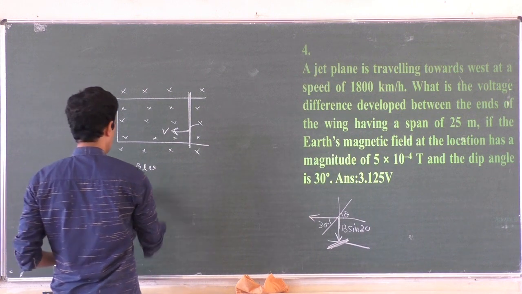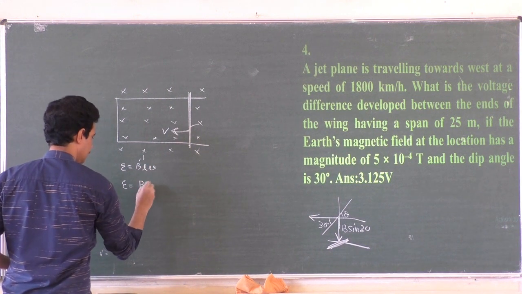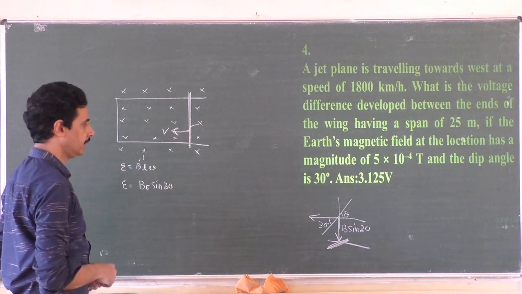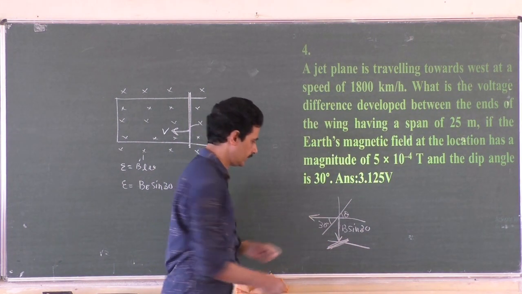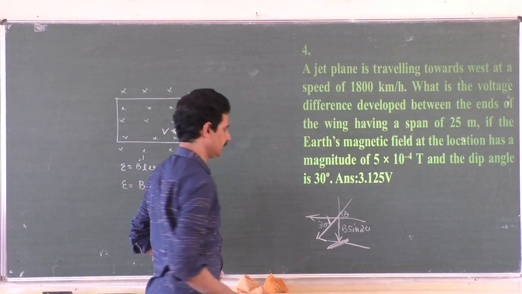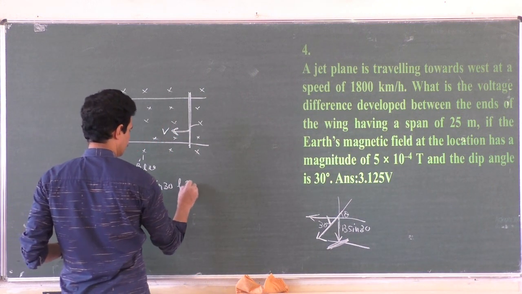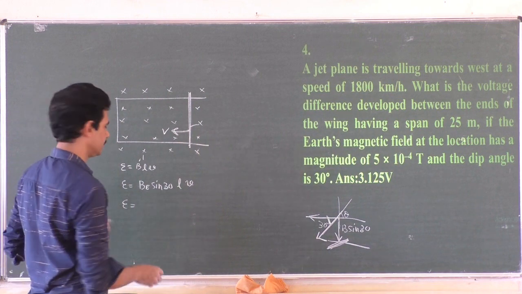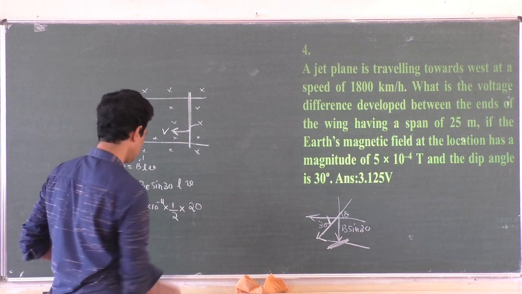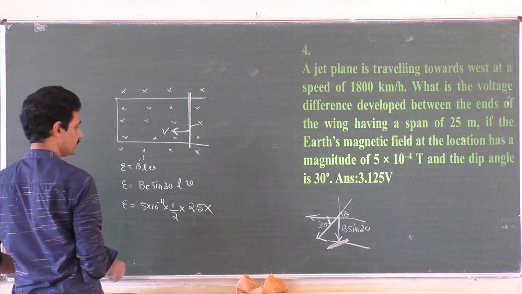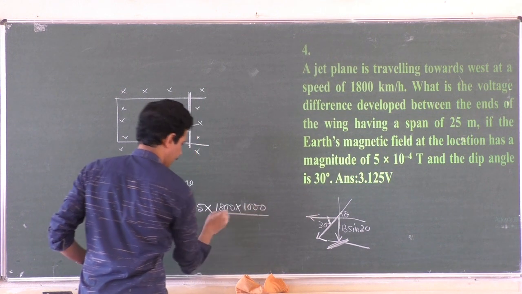So EMF is equal to BLV, where B is Earth's magnetic field, BE sine 30, the vertical component, because dip angle is the angle made by the true magnetic field with the surface of the Earth. True magnetic field will be like this, and it makes an angle of 30 degrees with the surface, that is the dip angle. So the vertical component is B sine 30, times L, times V. Induced EMF: BE, Earth's magnetic field, is 5 into 10 to the power minus 4, times half, the length of the wings is 25 meters, and speed is 1800 kilometer per hour.